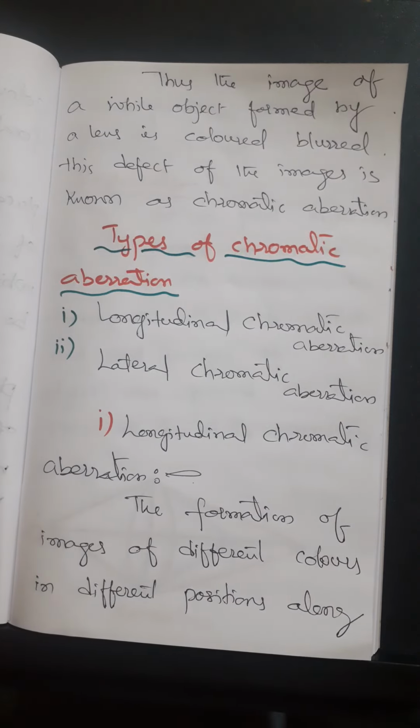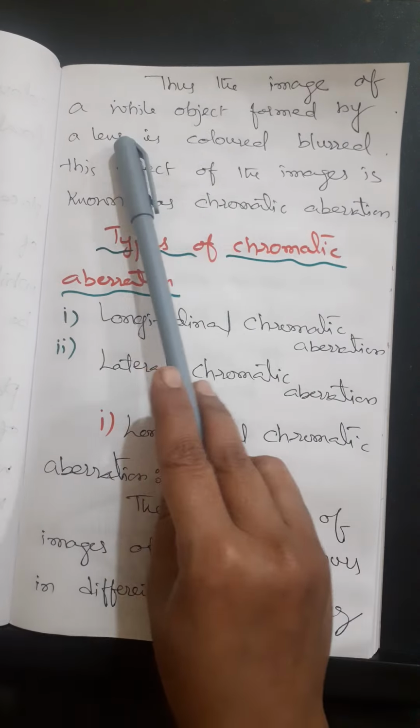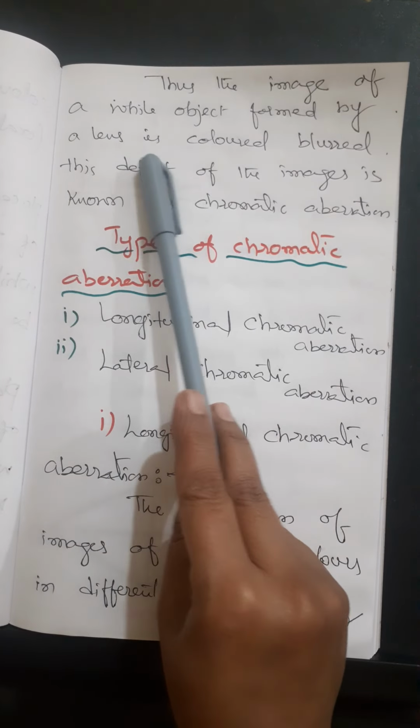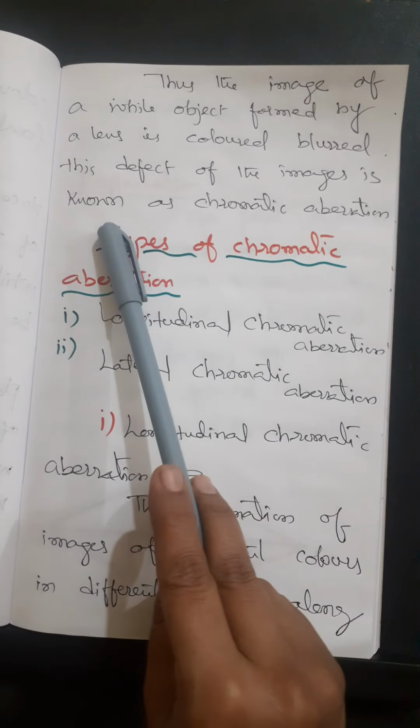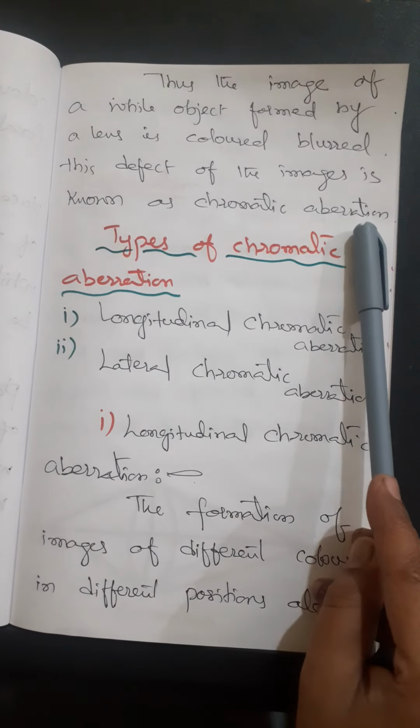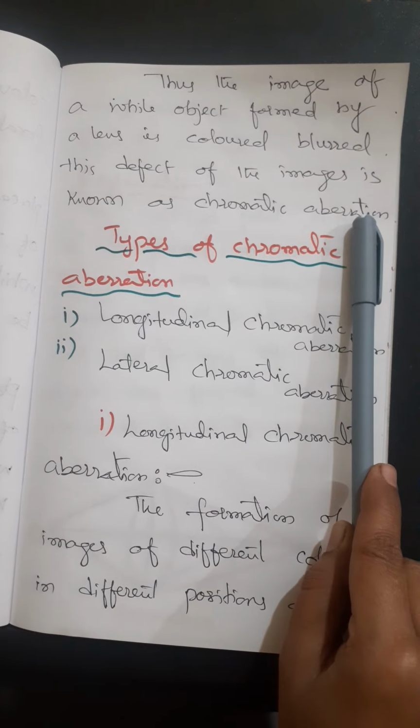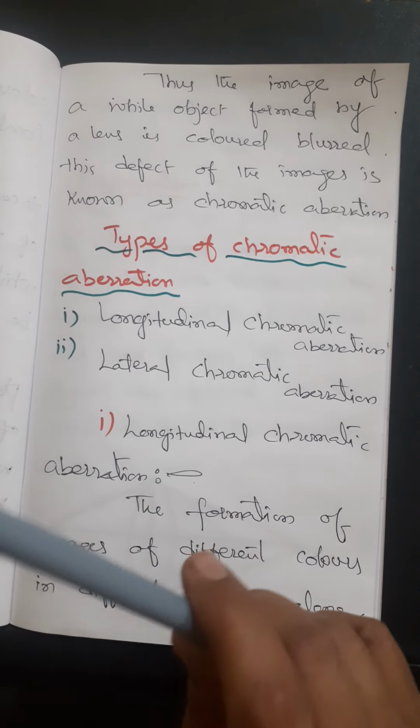Okay, the image is not clear. Thus, the image of a white object formed by a lens is colored and blurred. So this defect of the image is known as chromatic aberration. Chromatic aberration takes place if we are not taking monochromatic light.